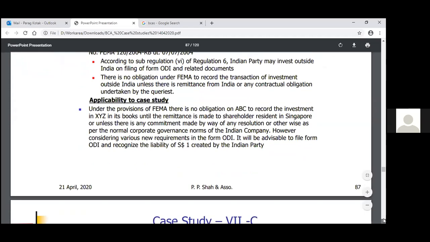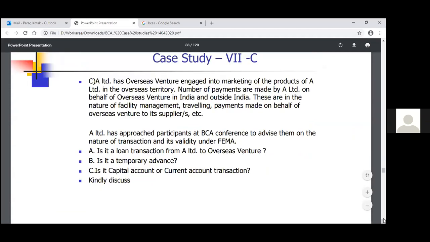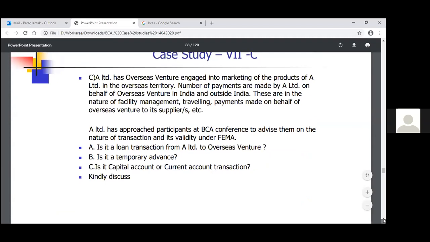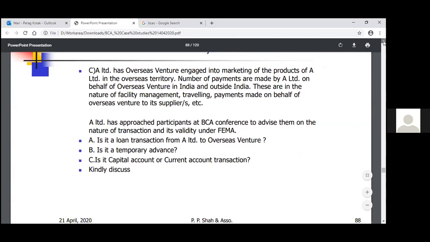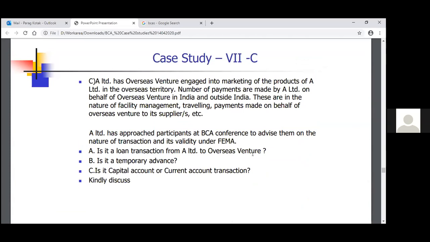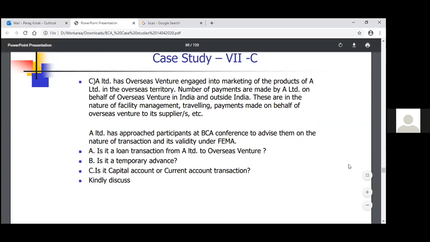which is on C, right? Yes. This is also a case study revolving around the ODI, that a normal marketing company outside India, in the nature of facility management, traveling, payments made on behalf of overseas venture to its supplier, etc. See, when you are forming a marketing subsidiary outside India, your branch route is not applicable to you, but only the ODI route is applicable to you.